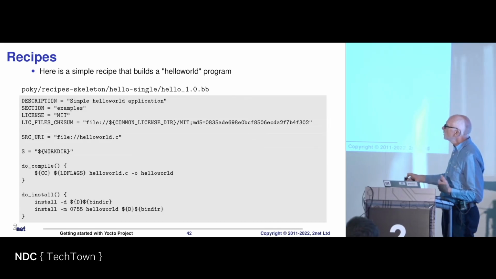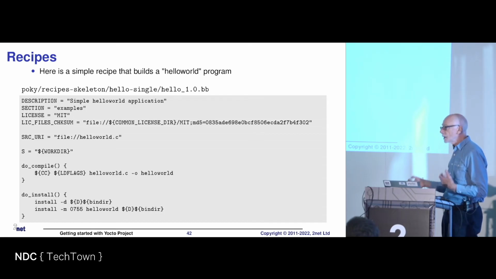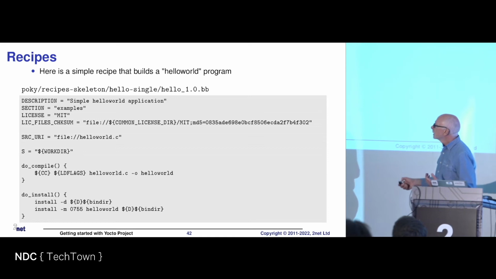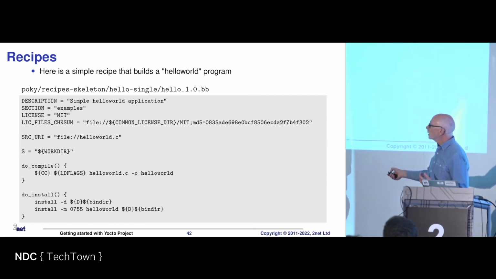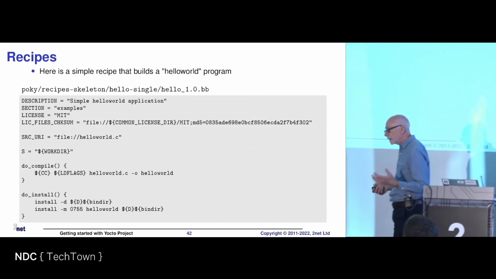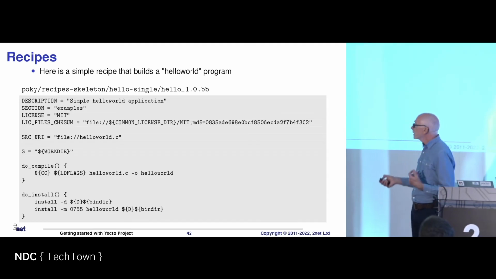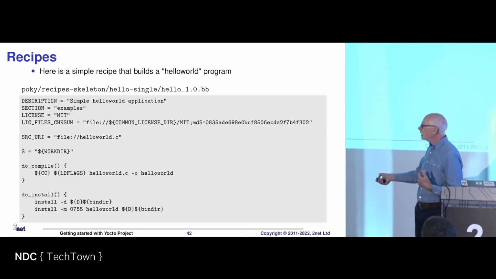Then we have do_compile and do_install. So these are the special things that we need to do for this recipe. So do_compile is going to compile helloworld and output an executable called helloworld. And then do_install is going to install that executable into ${bindir}. So ${bindir} is going to work out to be /usr/bin. So we create the /usr/bin directory here, and then we install the executable into that directory.